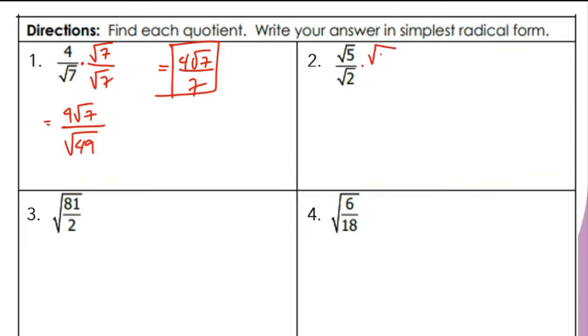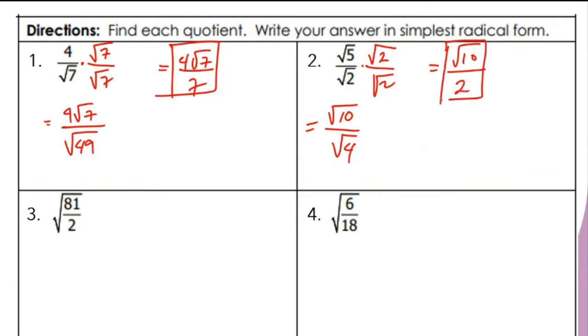So we will be having square root of 2 over square root of 2. So multiplying, we will get square root of 10. So 5 times 2 is 10 over the square root of 4. Simplifying, we will be having square root of 10 over the square root of 4, which is 2. So that is the final answer now.